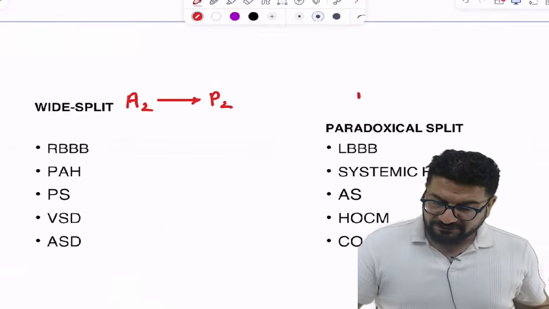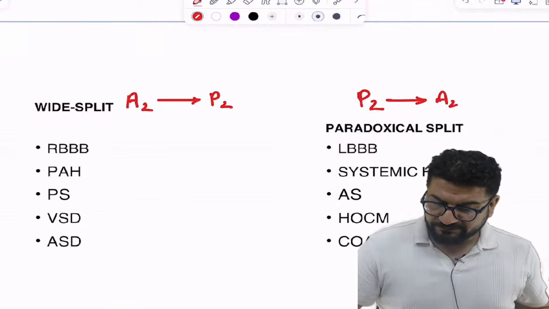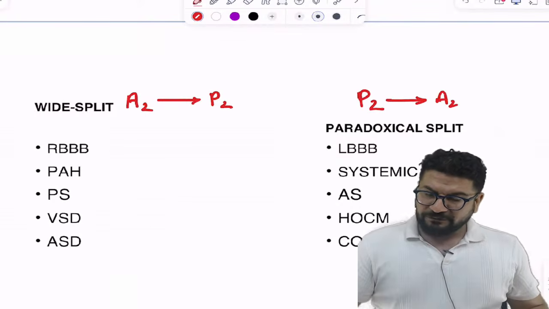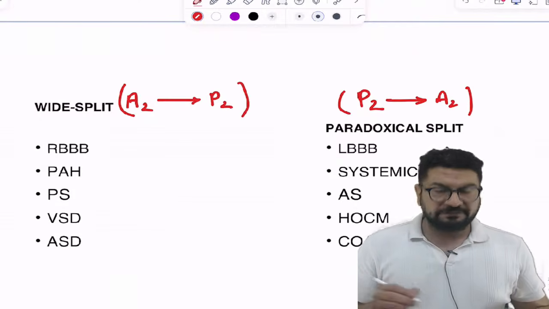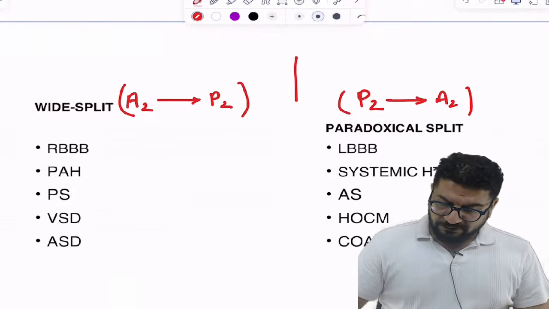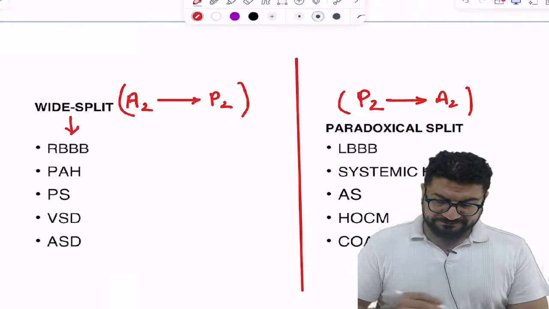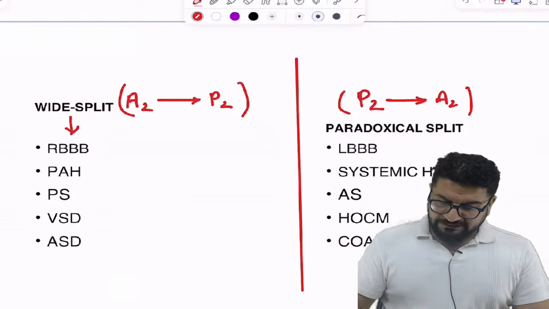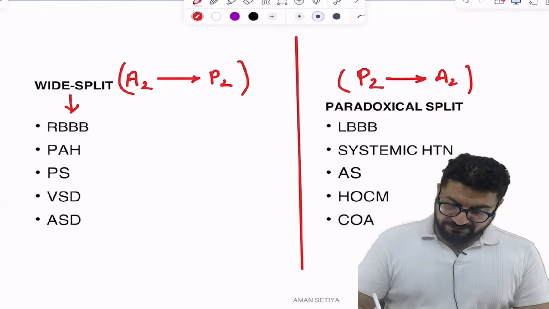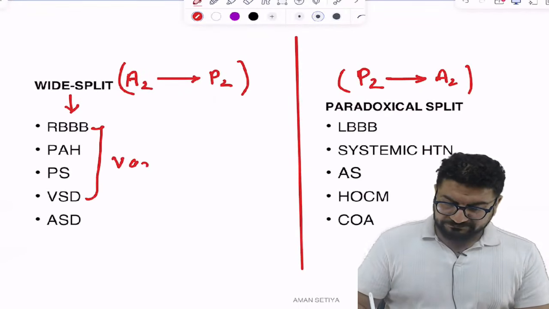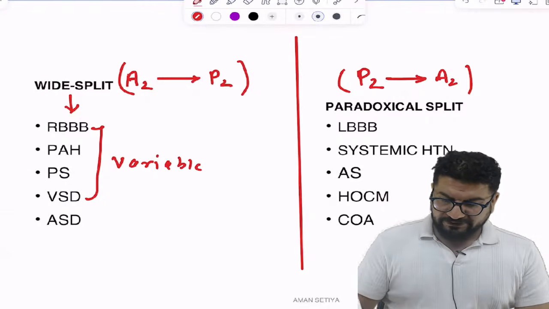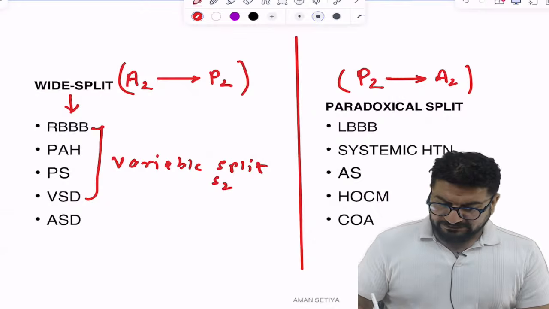But if it is opposite, like pulmonary closes first, we call this P2 A2. So what do we call this? We call this paradoxical split. Right bundle branch block, pulmonary artery hypertension, pulmonary stenosis, VSD, ASD, you will find wide split. And remember in ASD, what I told you, in all of them it will be variable. It is variable split S2. But in ASD you will see fixed split S2.